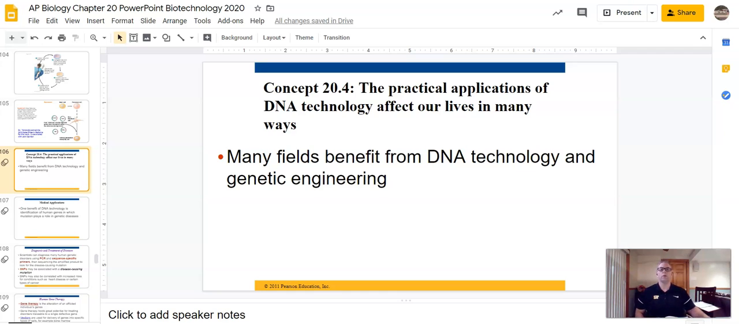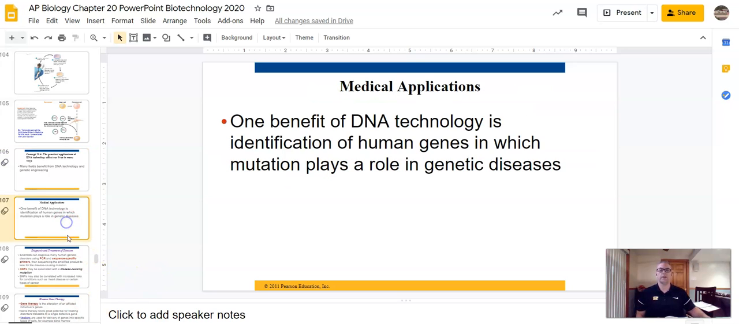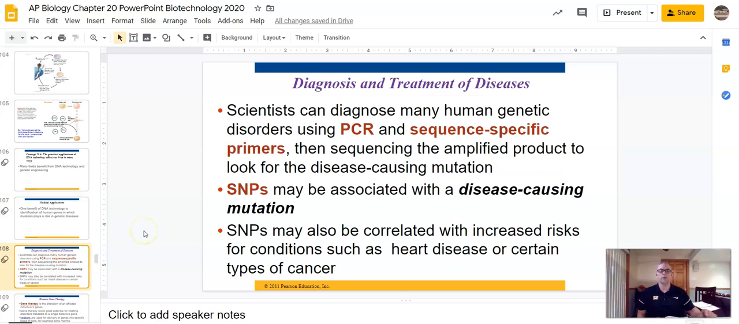In this video, we're going to focus in on some of the practical applications of DNA technology as well as genetic engineering. In this section, we'll spend a lot of our time talking about the benefits in regards to medical diagnostics. One of the first things that is really critical today is the ability for us to use PCR to be able to sequence specific genomes. So, for example, it may be used to identify disease-causing organisms.